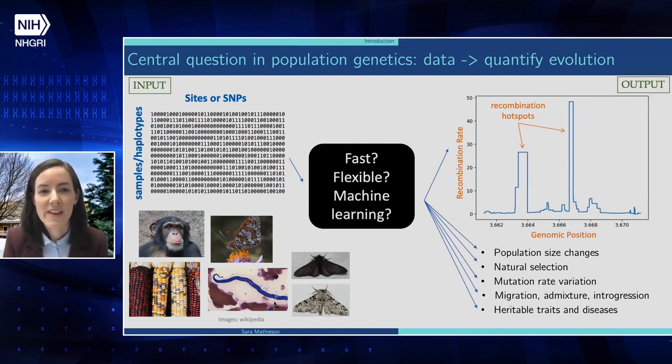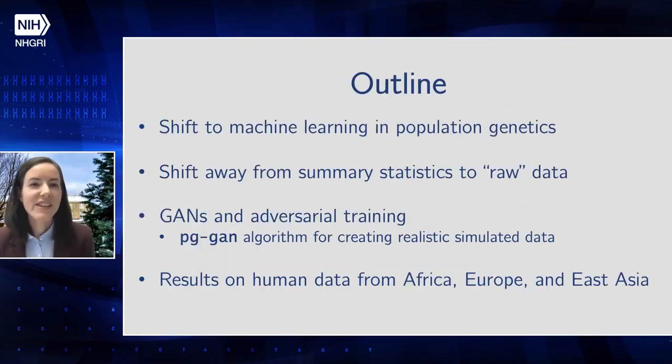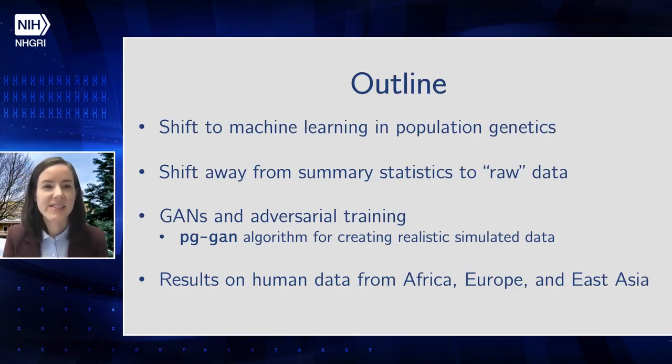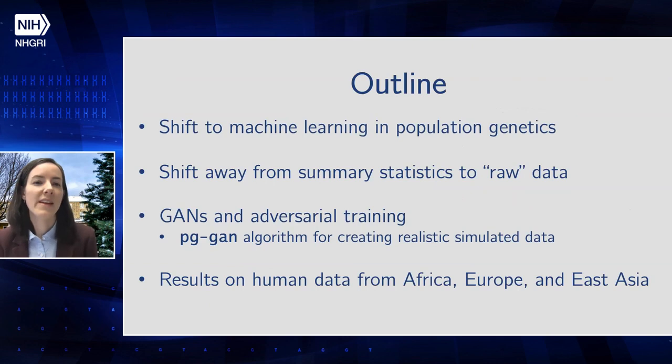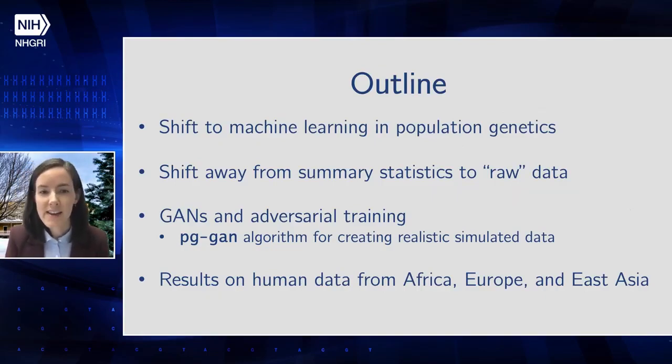and maybe I would want it to be a machine learning method. I think there have been several shifts in population genetics recently. One of them was toward machine learning, around the 2010 timeframe, and then a second shift started to move away from summary statistics. Then I'll talk a little bit about one of my ongoing projects in my lab, using generative adversarial networks and adversarial training more generally to create simulated data.